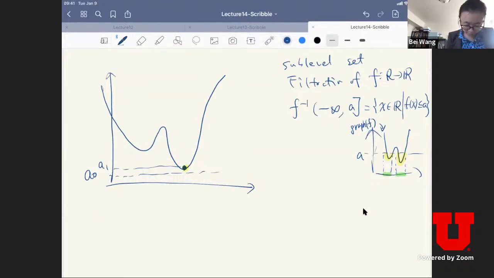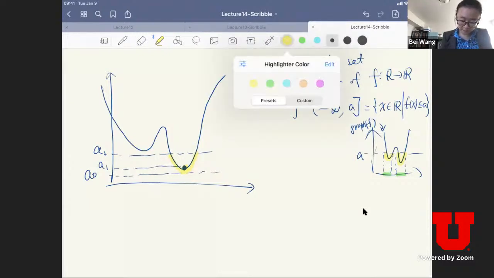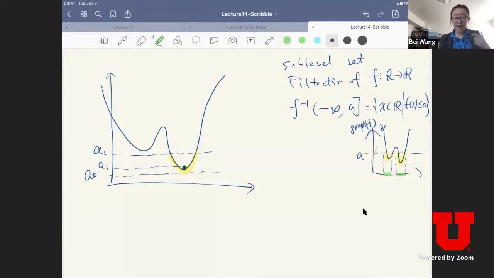And then if I go further, the yellow piece grows, okay? If I look at the connected components of this yellow piece, at A1, one component appears. At A2, this component just grows, okay? And now at A3, which is the second local minimum of this function, another component is born. And at A3, both components keep growing.